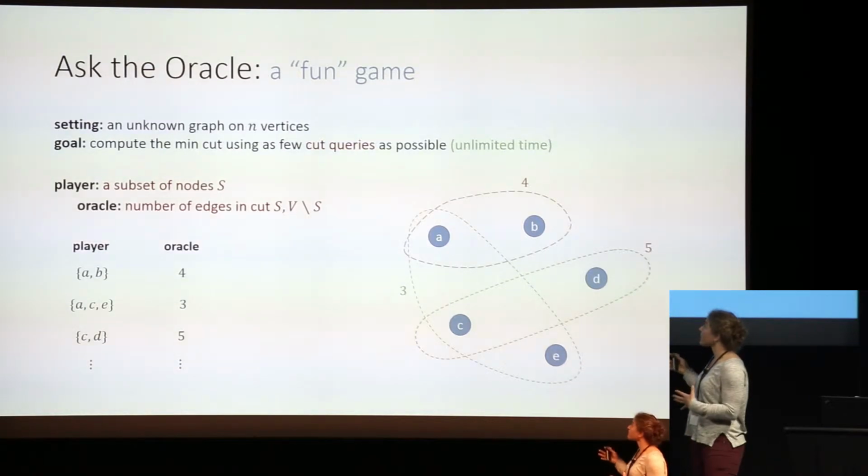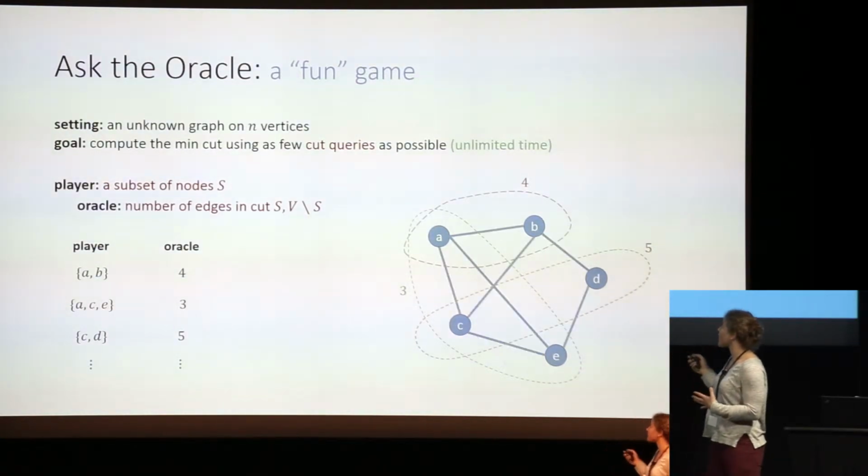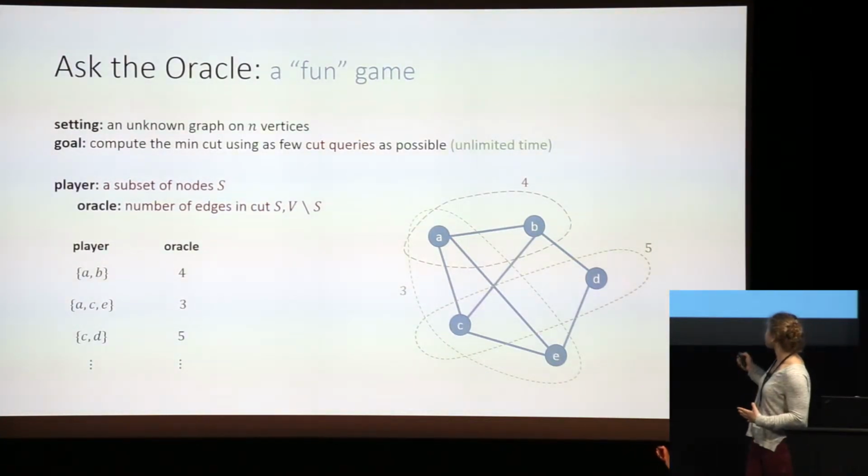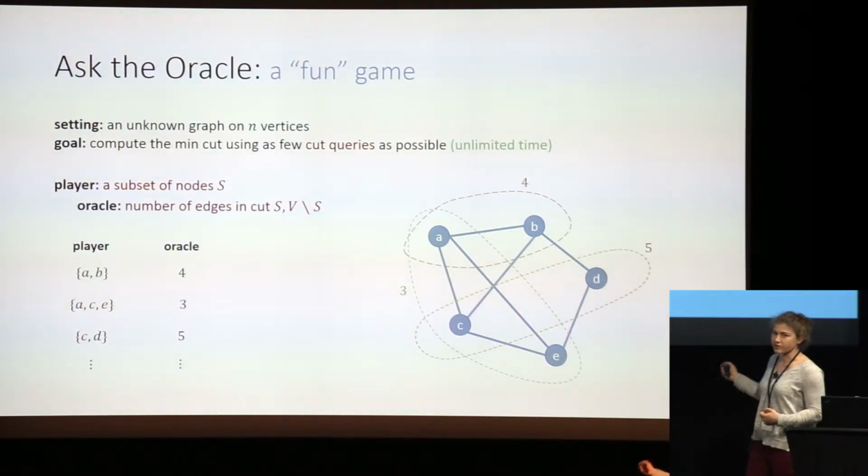You want to compute the minimum cut using as few queries as possible, and the whole time the oracle has to answer consistently with the actual underlying graph. So here you can see that the minimum cut is actually just separating D from the rest of the graph.